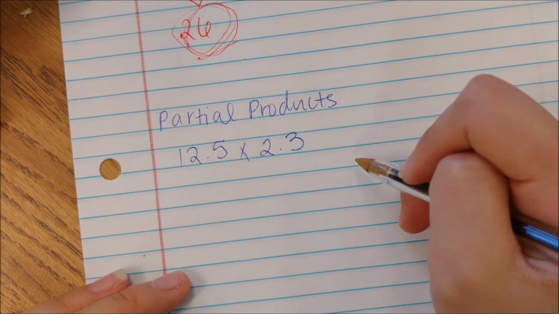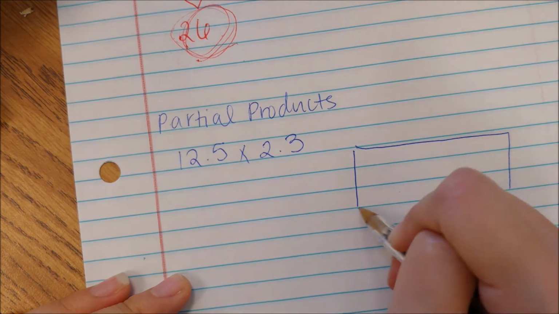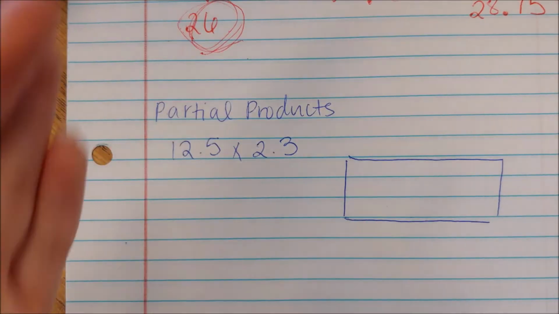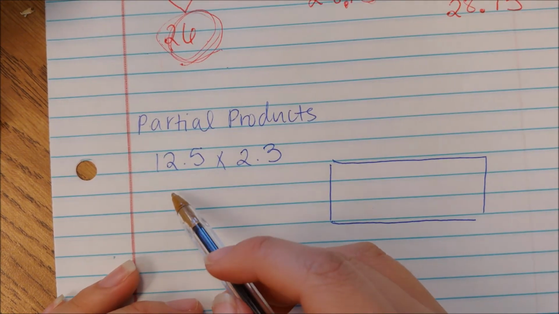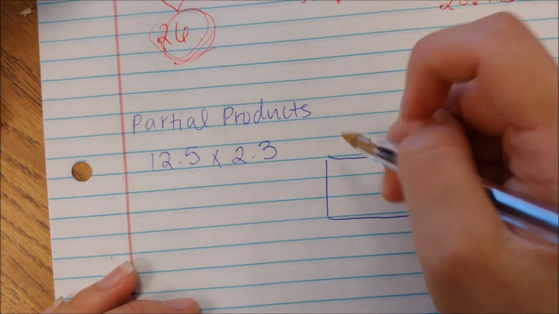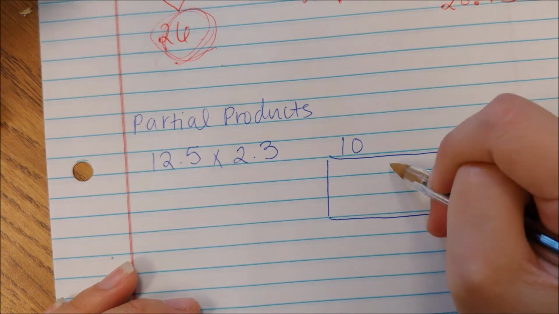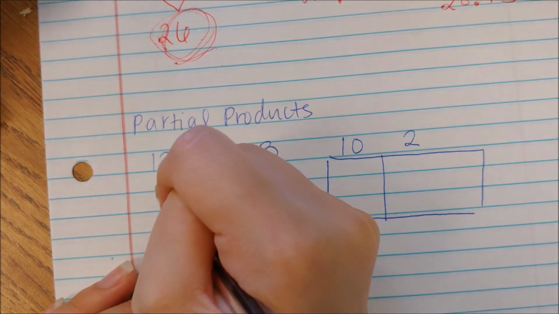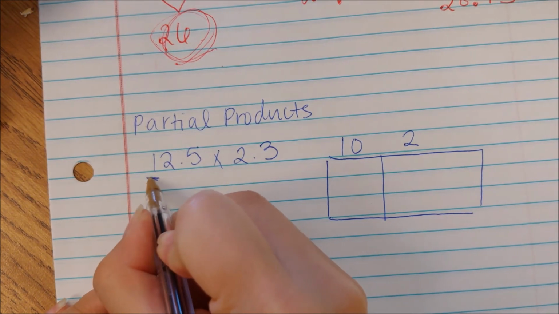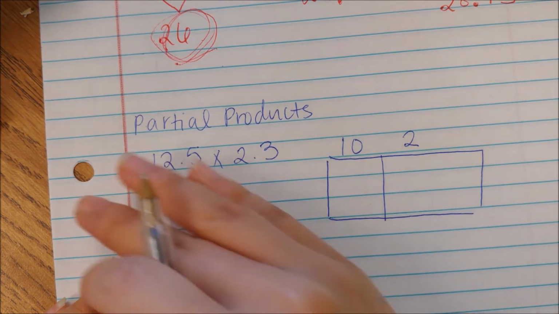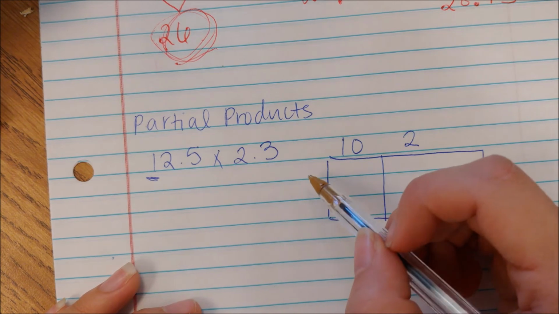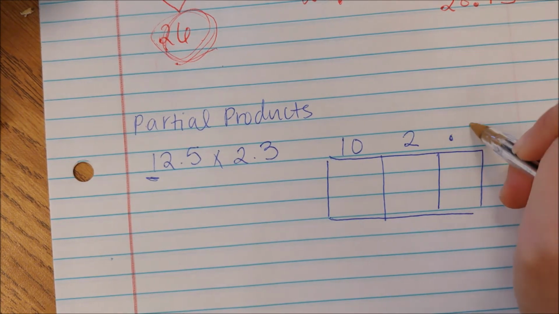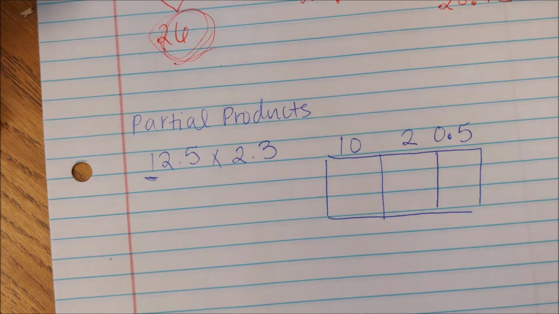So I make a box, and I break apart 12.5 first at the top, and 2.3 out to the side. You can do it either way, it doesn't matter. But if I were to break apart 12.5, it'll be a 10, line, 2, because this 1 represents 10, okay? Because it's 12, not 1 and 2. 10, 2, and then this one is 0.5, which is the same thing as 0.5.